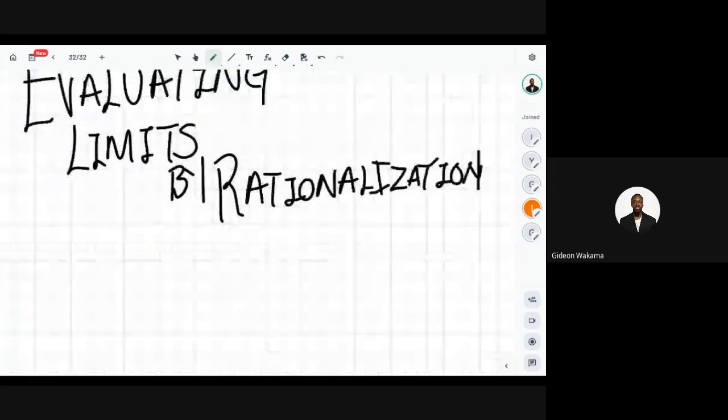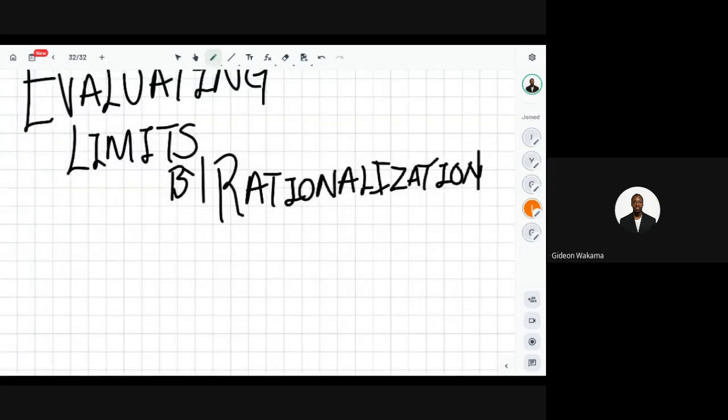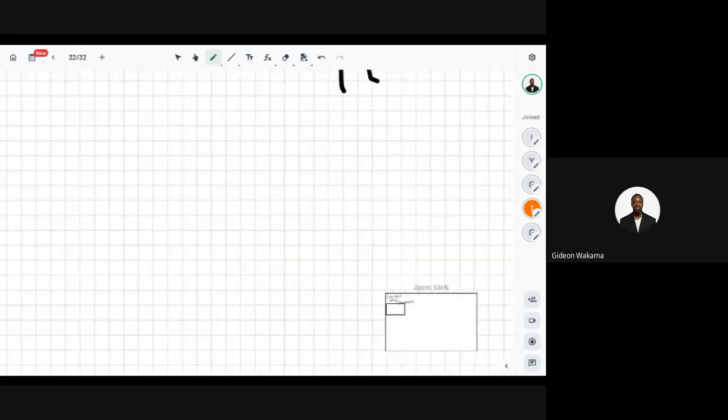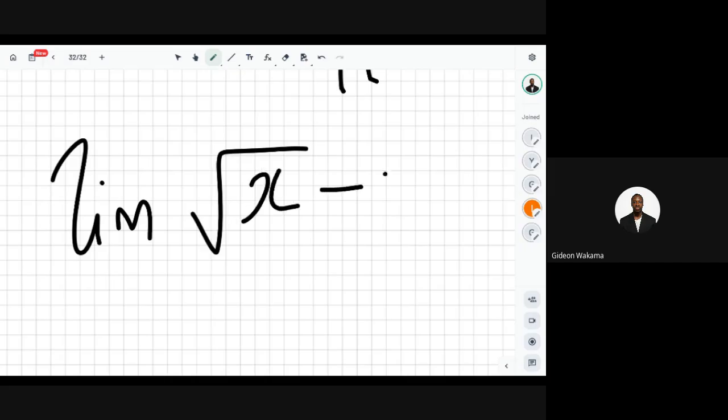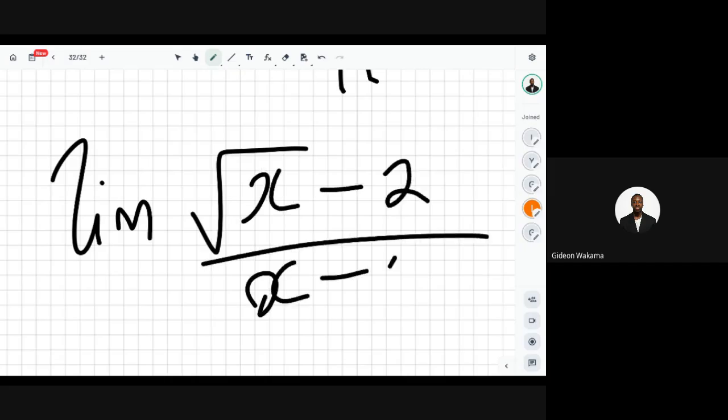So from now on into the future. All right. So let's say we have limits. We have something like this. We have a limit of square root of x minus 2 over x minus 4, and then as x approaches 4, so if we substitute directly, we're going to get 0 over 0, indeterminate.